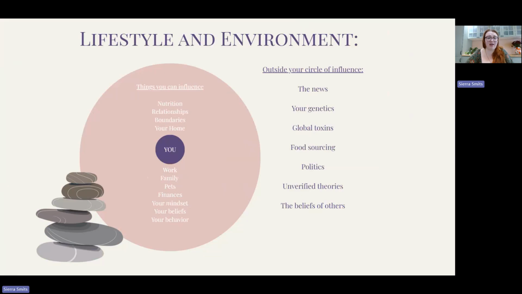It's conscious, okay? If I sat and read the news every morning, I would freak out. I can't control the news, genetics. I can't control global toxins or my food sourcing. I don't know where the carrots in my fridge were grown. I wish I had that organic biodynamic farm, but I don't have that. I can't control politics. I can't control unverified theories that are outside of my reach. I can't control the beliefs of others. When you start looking at this and critically evaluating, is this something I control? It becomes a lot easier to let go of the stress.